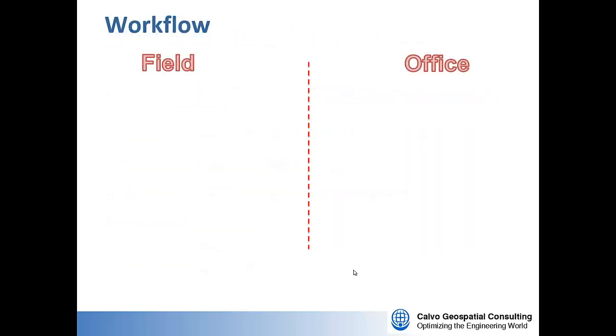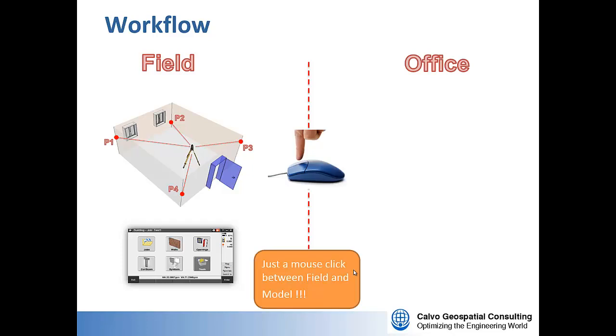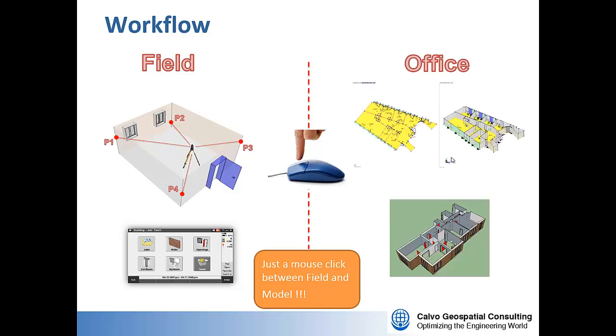Let's check how the workflow works. So in the field we are with our total station and we are measuring different points for different elements through the Trimble Access app for buildings, and then just with a mouse click between the field and the office we will get such results. Inside Trimble Business Center, for example, a 2D customized representation and the 3D, and inside Trimble SketchUp we will get the 3D model with all walls, windows, doors, columns, etc. And from there we will go to the 3D world and BIM world.